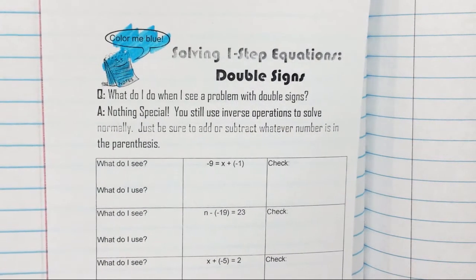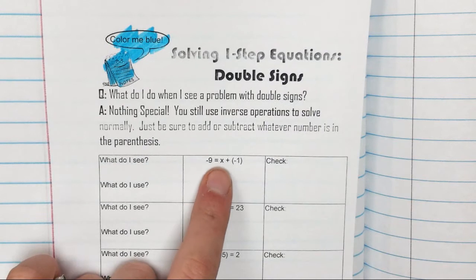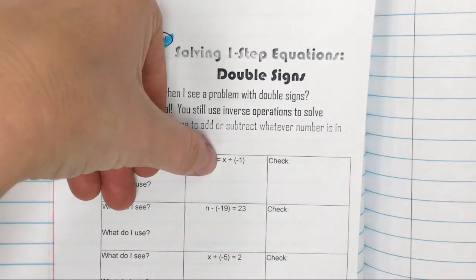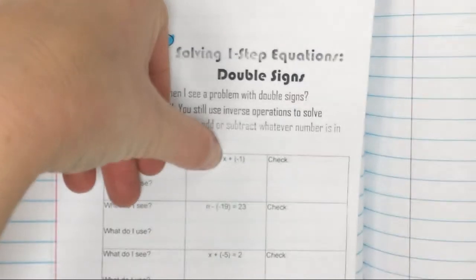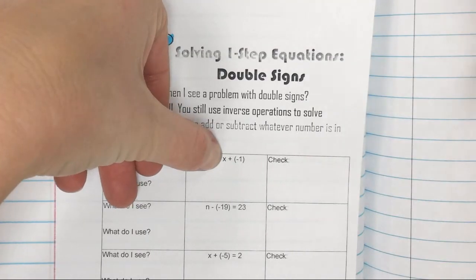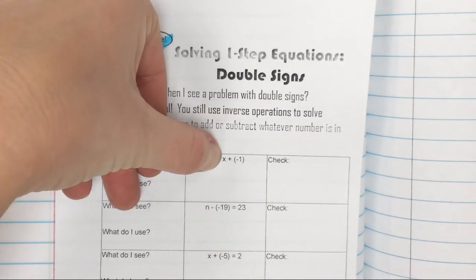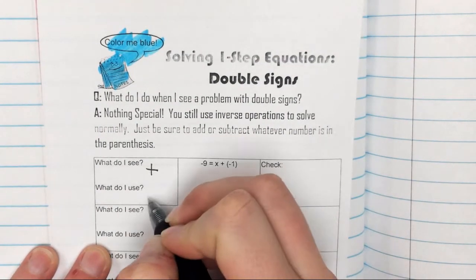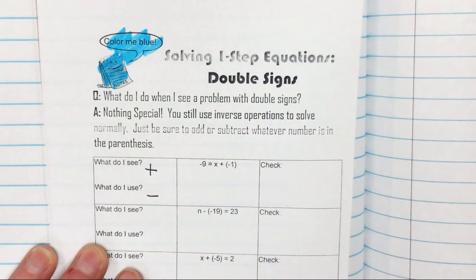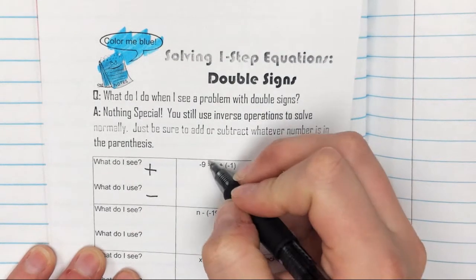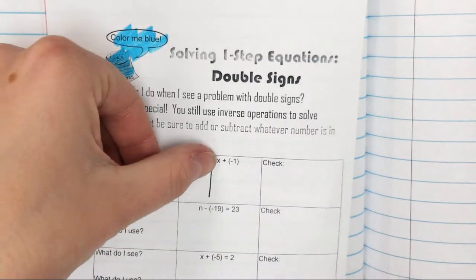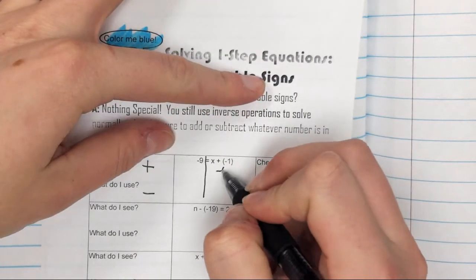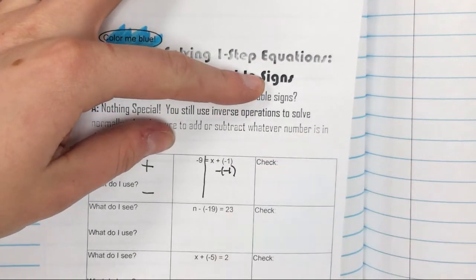So example number 1, I have 9 equals x plus negative 1, and if I look at my side with a variable, my side has x plus negative 1, and I see addition. That means I'm going to use subtraction to solve it. So I'm going to draw my wall down the middle, x plus negative 1. I'm going to subtract a negative 1 from both sides.